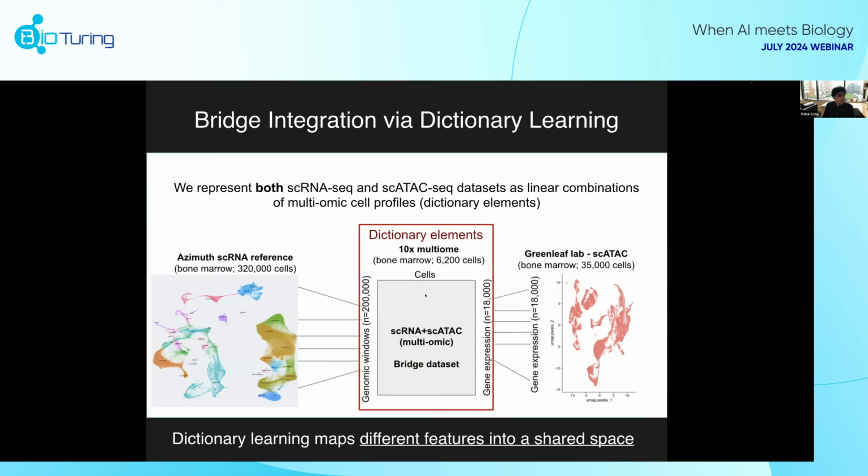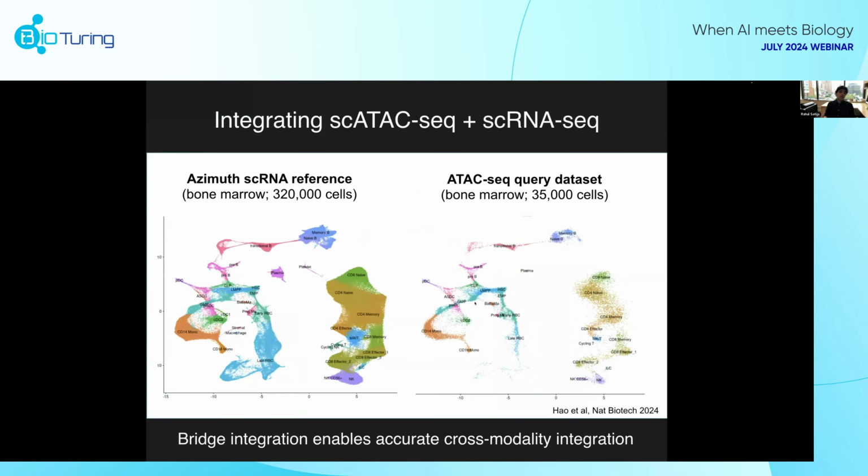So the trick is that after we've done these representations, effectively what we've done is that even though the single-cell RNA-seq reference and the single-cell ATAC-seq query originally measured different things, they can be represented by the same dictionary. They can be translated in the same way. And after that happens, now they're in the same space, and now we can map one of them very seamlessly onto the other. And this really does work very well.